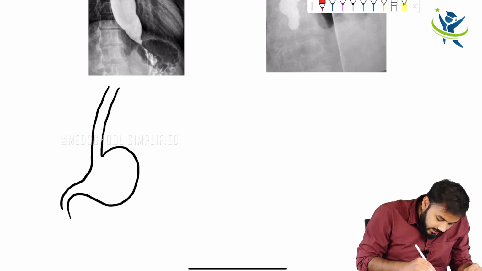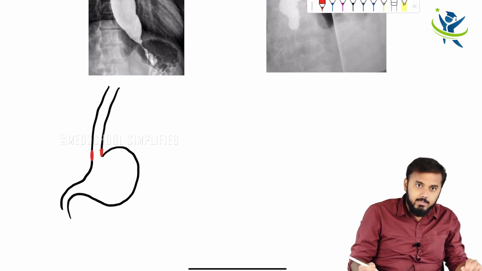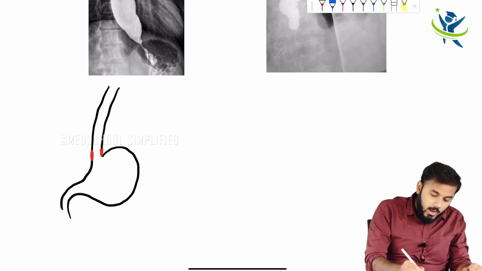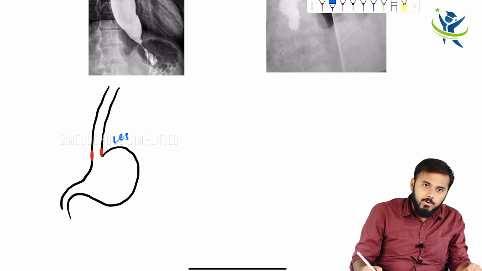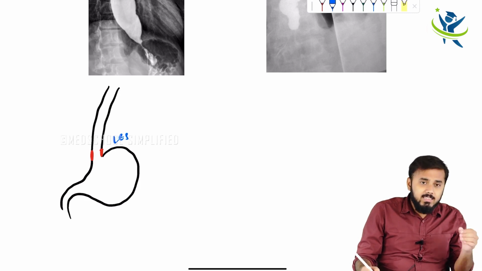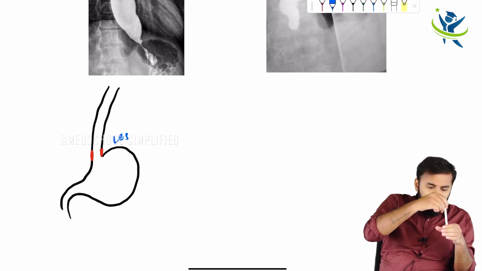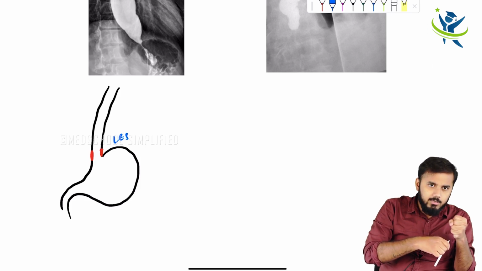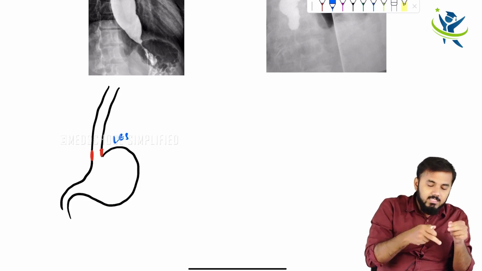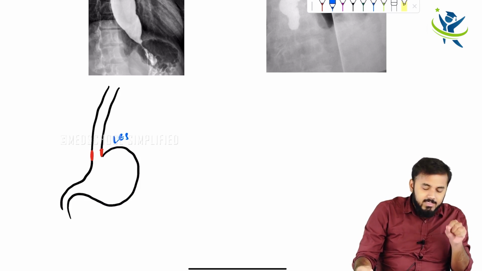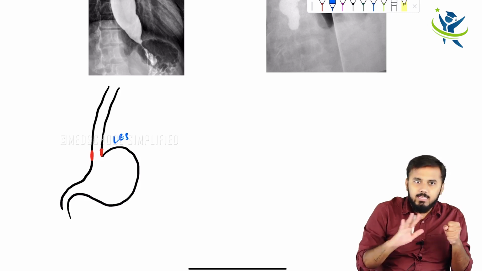In the lower region here, this red thing which I am drawing is called a sphincter, present on the lower side. So I call it the lower esophageal sphincter. When the food goes inside the stomach, the lower esophageal sphincter closes so that the food will not regurgitate back. But in patients with achalasia cardia, the lower esophageal sphincter contracts and does not relax.